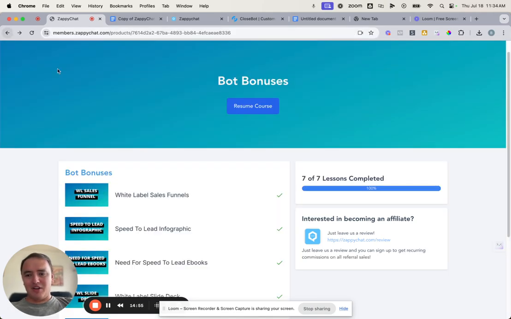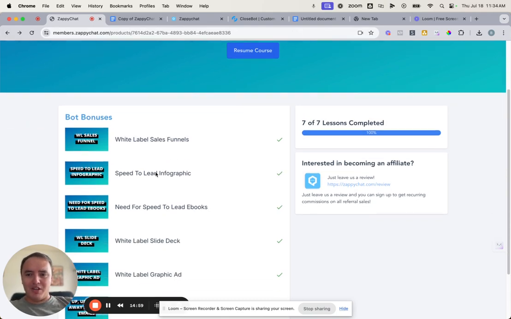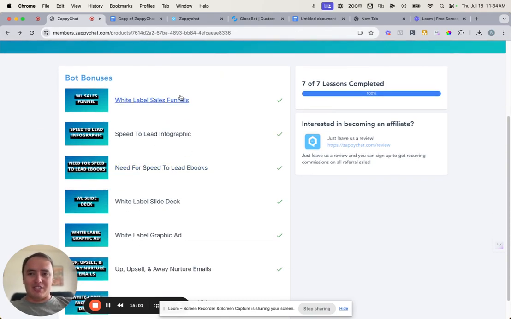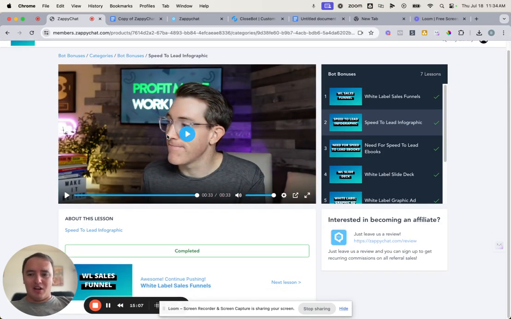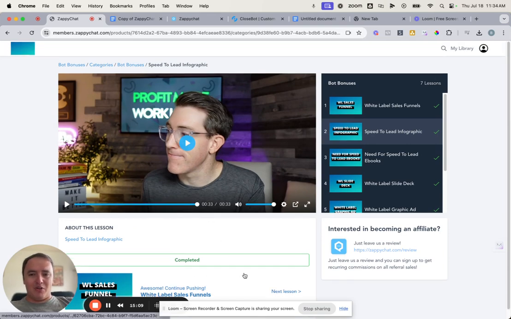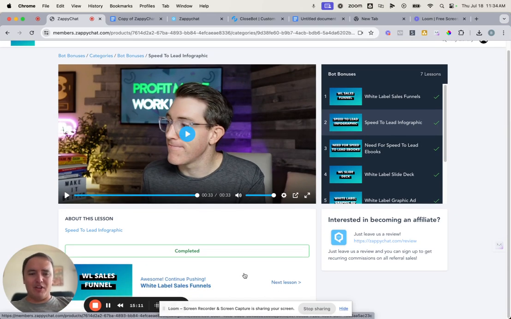I don't think you necessarily need that from Closebot if you just want to build some bots, but that is a nice perk that ZappyChat provides. I think that's really cool of them, just all the stuff that you can tailor for yourself. So I think that's them going a little above and beyond. So I just thought I would add that in.